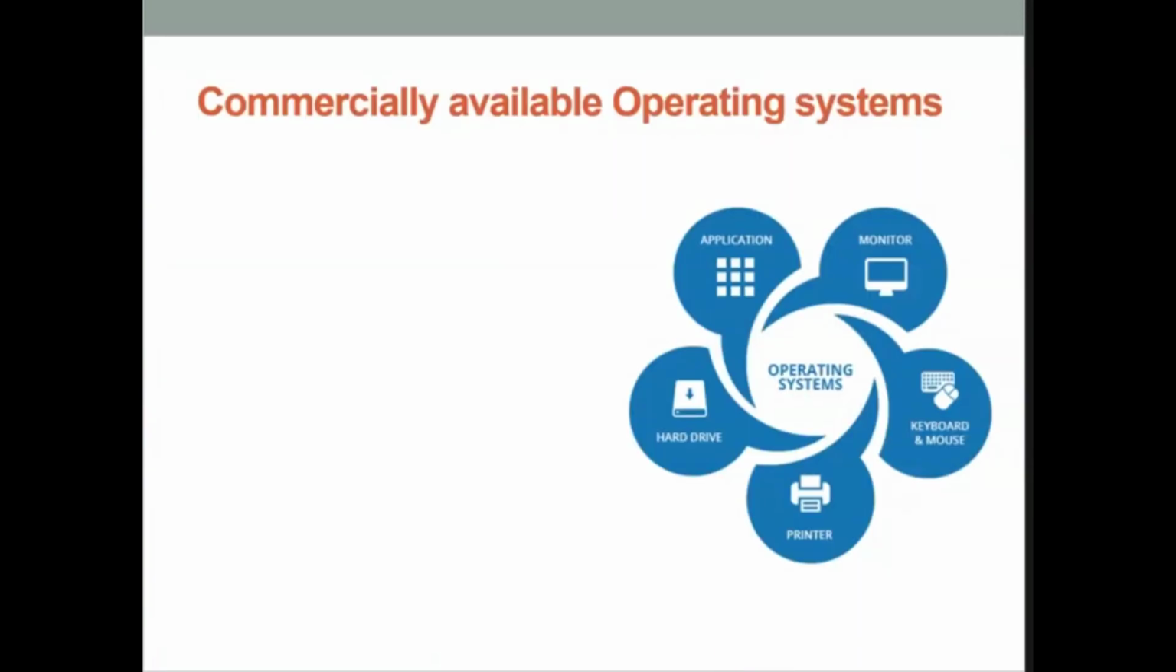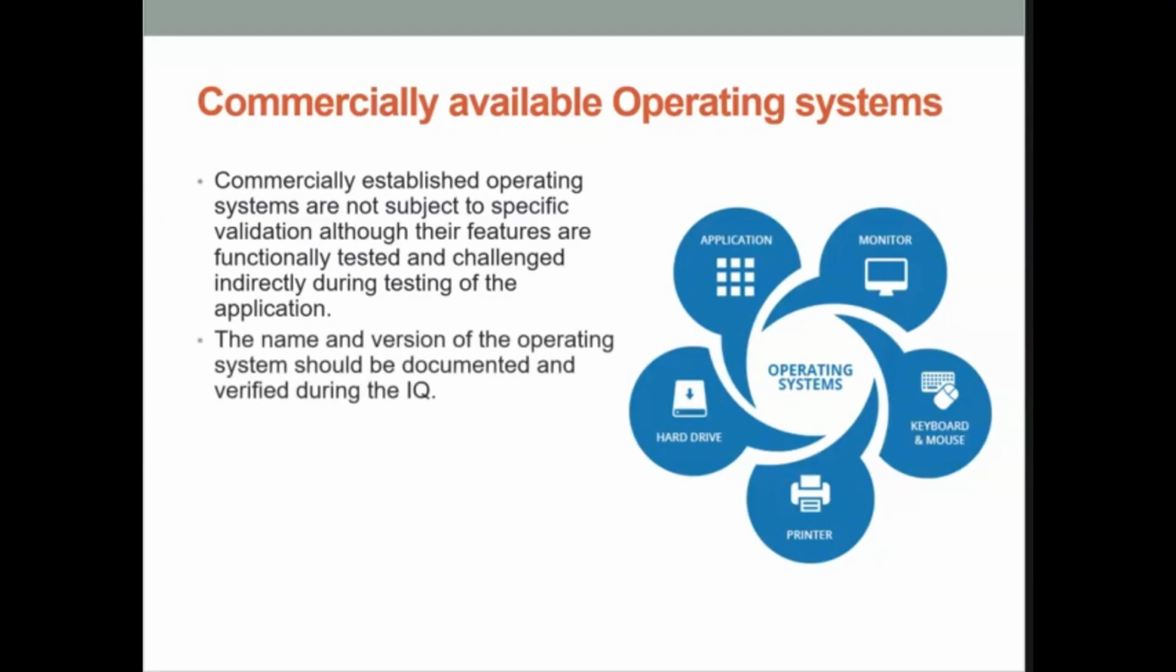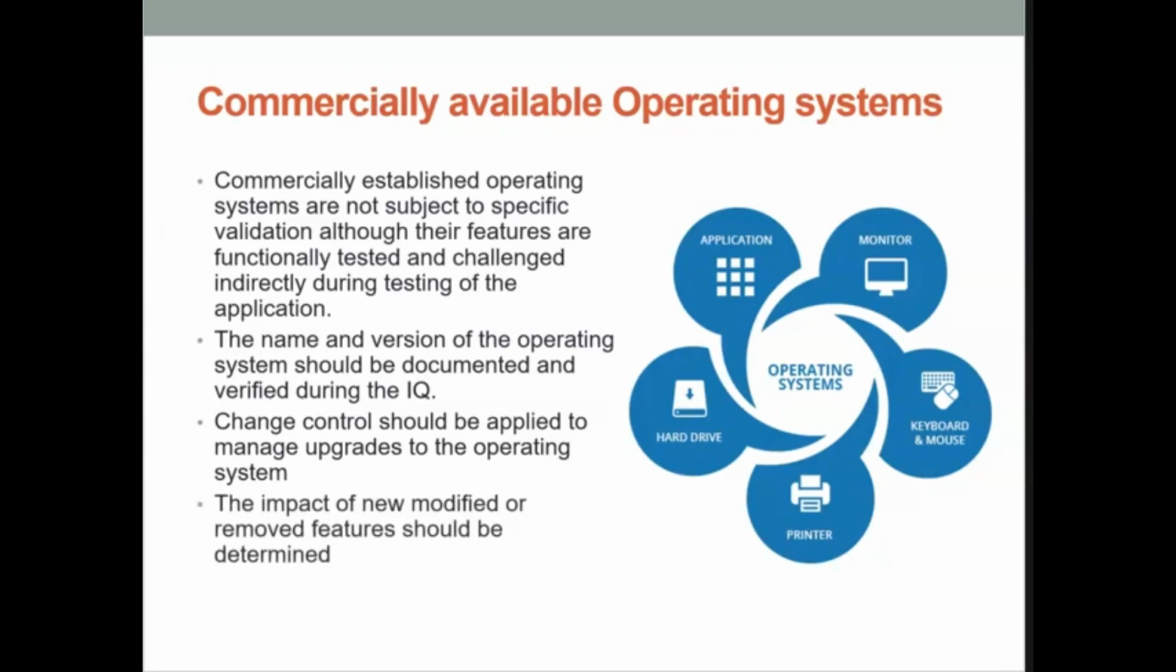Commercially available operating systems. Commercially established operating systems are not subject to specific validation, although their features are functionally tested and challenged indirectly during testing of the application. The name and version of the operating system should be documented and verified during the IQ. Change control should be applied to manage upgrades to the operating system. The impact of new, modified or removed features should be determined.